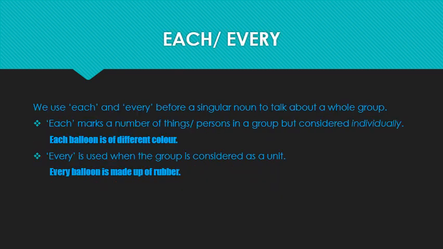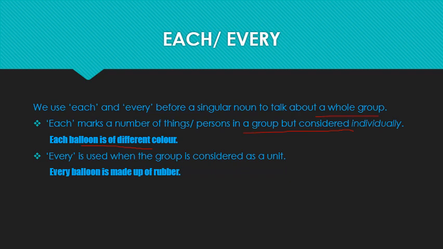Now each and every. Each and every refers to an individual person particularly. We use each and every before a singular noun to talk about a whole group. Each marks a number of things or persons in a group but considered individually. Each balloon is of different color. That means you have brought 20 balloons to a party and all the balloons are of different color. You won't be able to see any color being repeated.